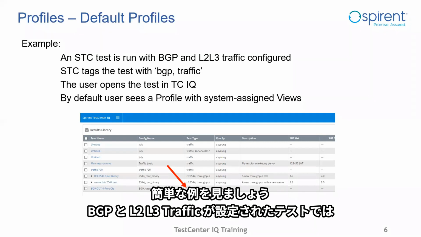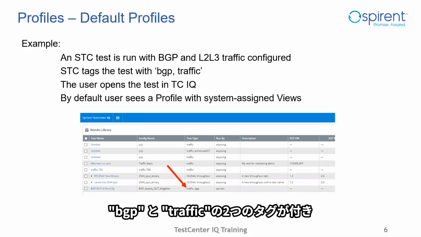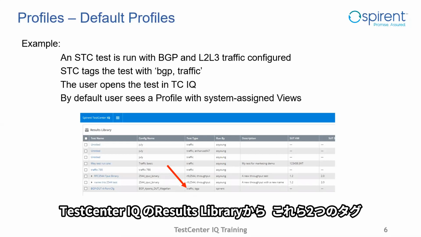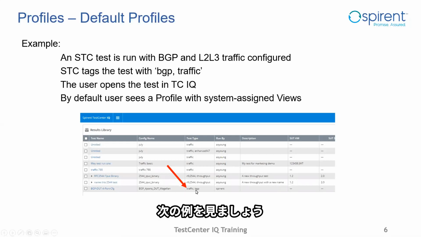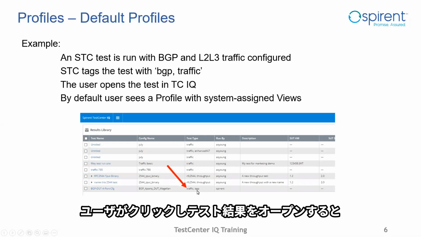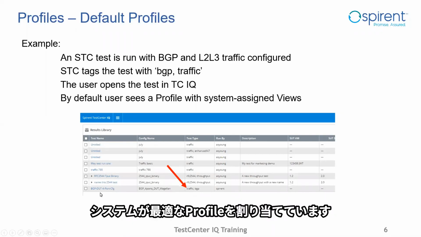An example workflow is an STC test is run with BGP and L2, L3 traffic configured. Then STC would tag the test with 2 tags, BGP and traffic. When the test is run and the TestCenter IQ results show in the results library, the same tags will be shown, traffic and BGP, shown in this example. By default, when the user opens this test, by clicking on the hyperlink of the test name, the user will see a profile with appropriate system-assigned views.